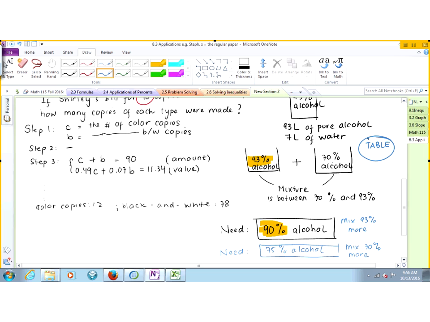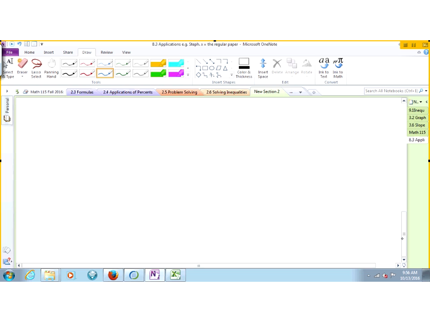So we always use a table, and the table only consists of three columns. The first one to mix, the second one to mix, and the mixture. So your table will have three columns. All right, so let's do an example. This is not hard as long as you can do the table.